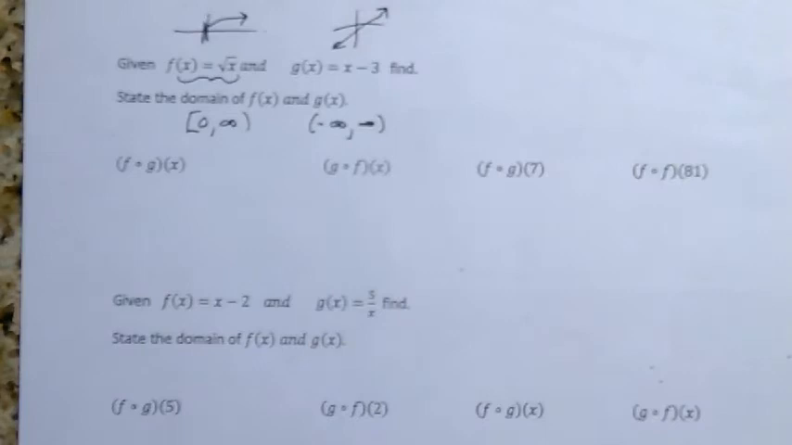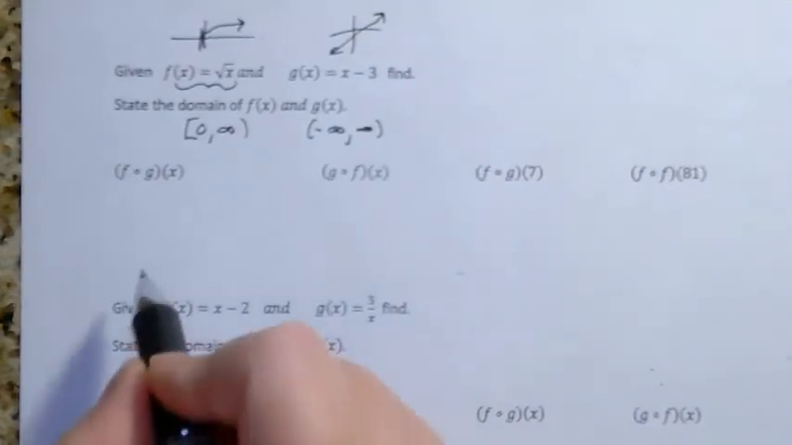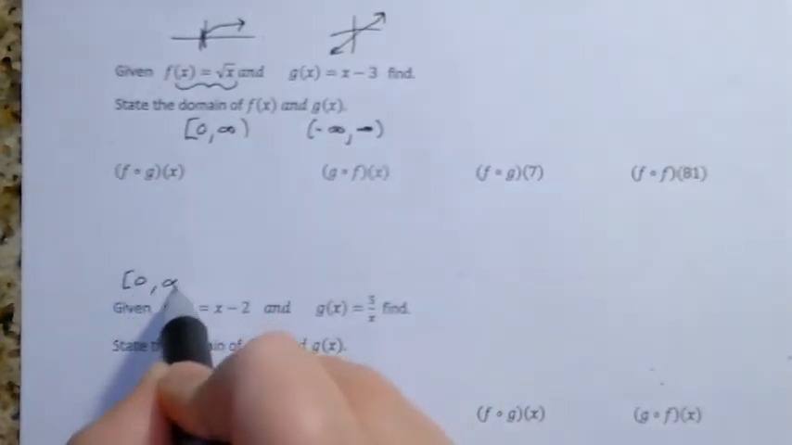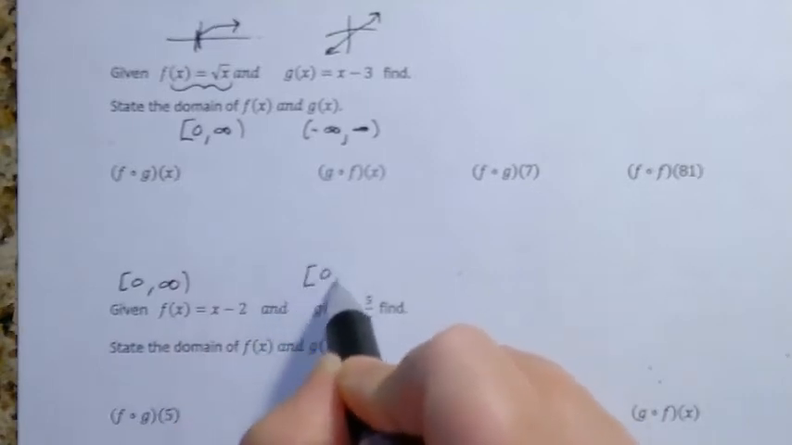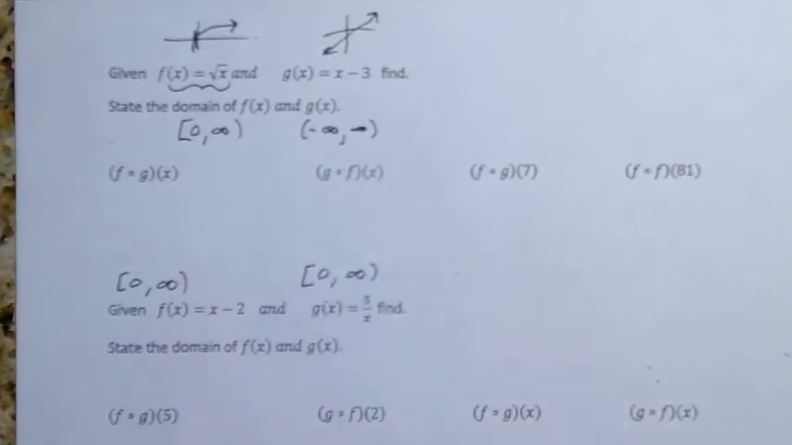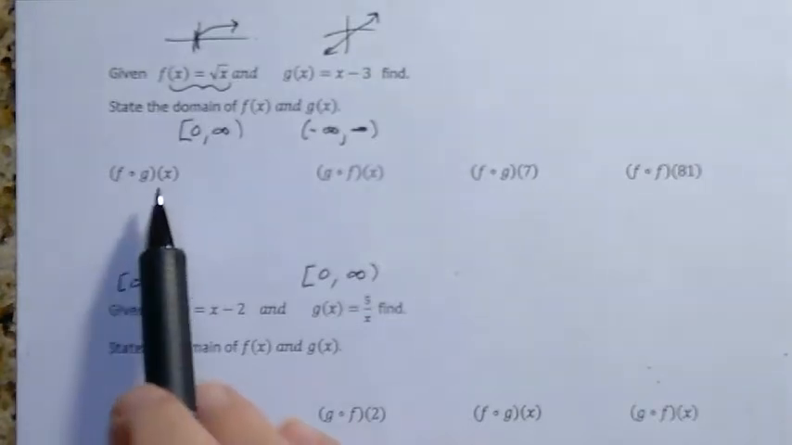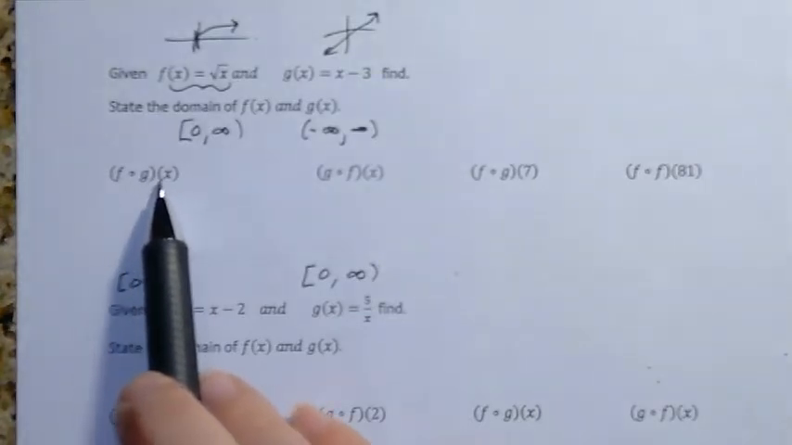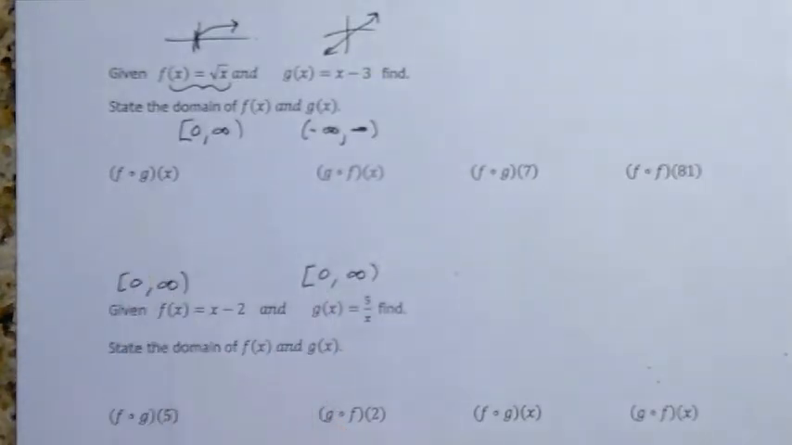So to start with, both of these problems are going to have a domain of 0 to infinity because that's where the graphs cross. Now, with composition, we may have to go tweak these, and we'll talk about that.